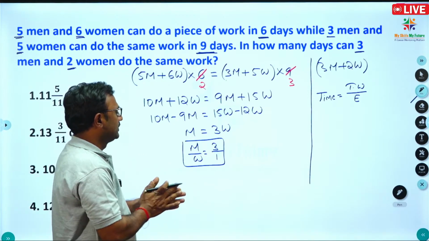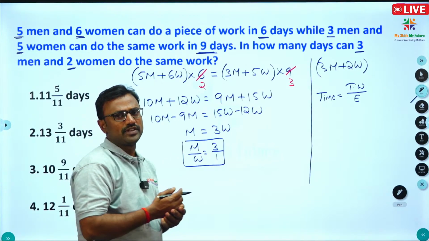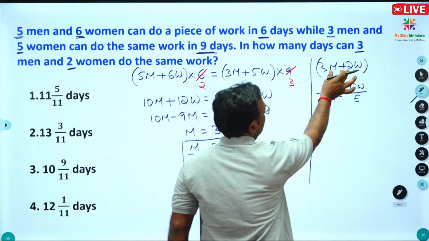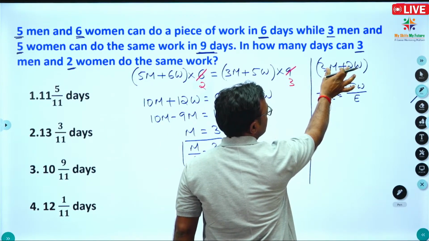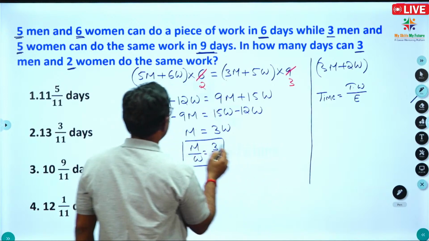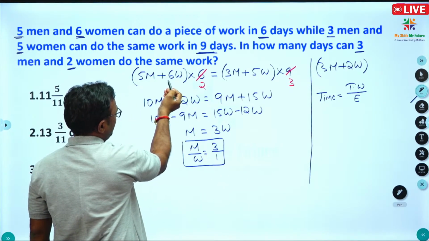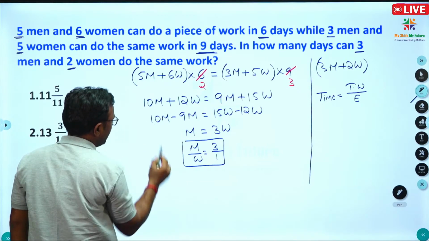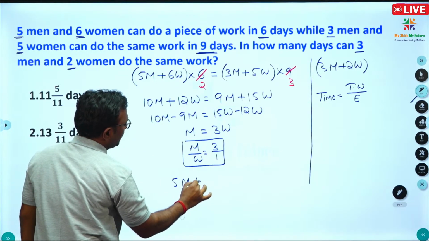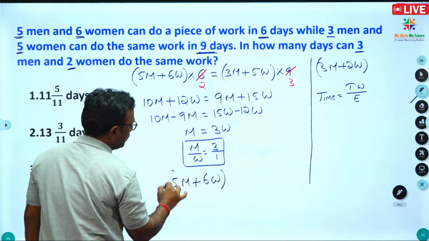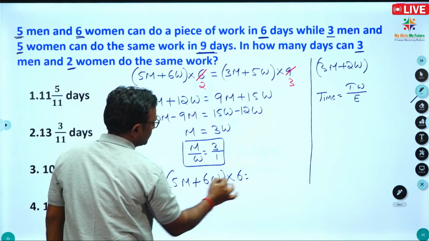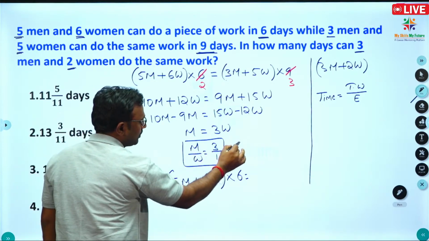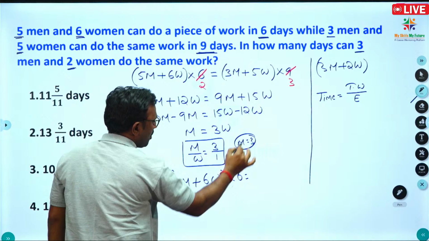Okay, right. So this is the respective ratio of efficiency of men to women. Sorry, this is the efficiency, and we need to find the total work. Substitute these values either in this or this. Okay, I will substitute in this: 5 men plus 6 women can do the piece of work in 6 days. So the total work will come. Men is equal to 3, women is equal to 1.